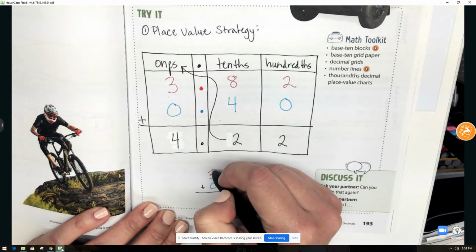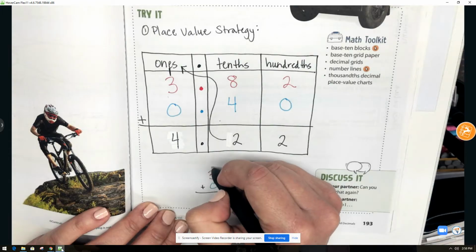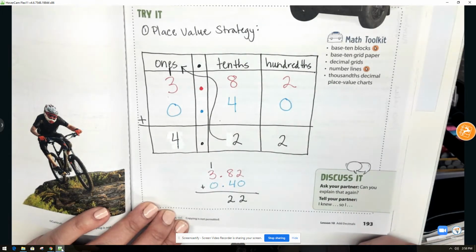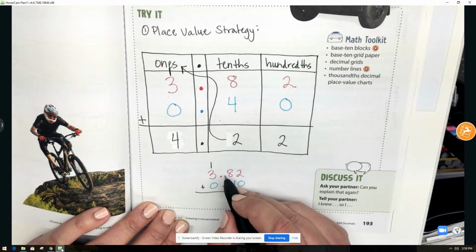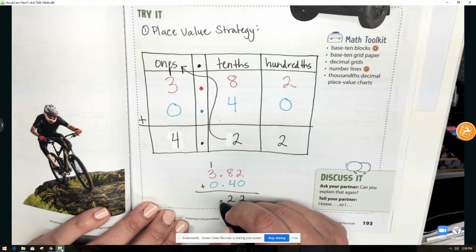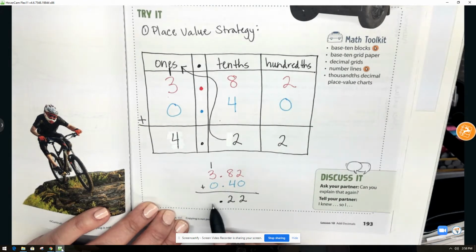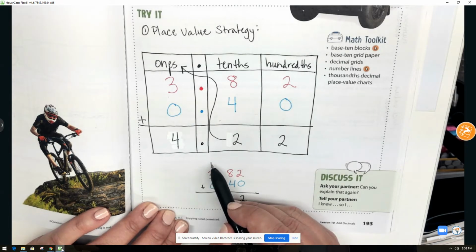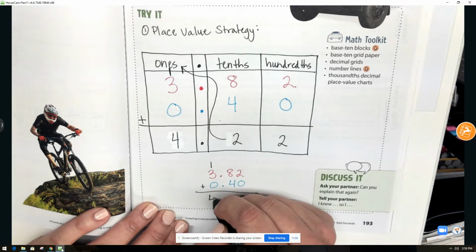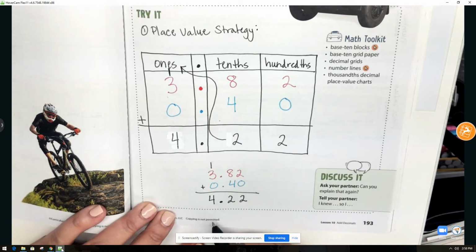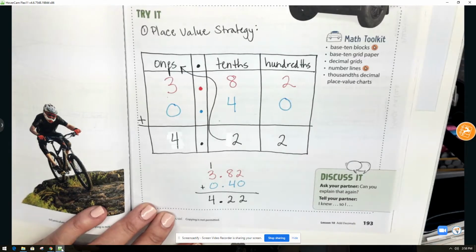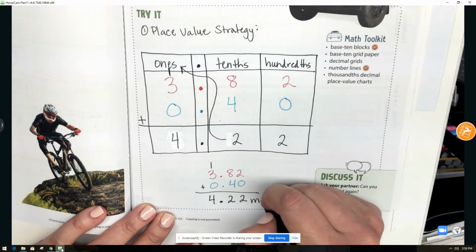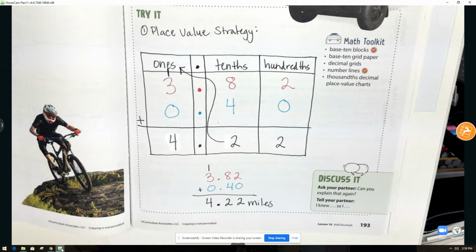And then my 1 is the regrouped group of 10 that I'm going to carry to the top of my ones place. I'm going to make sure to bring my decimal straight down, because my decimal always goes to the right of my ones place and to the left of my tenths place. Then I'm going to add 1 plus 3 is 4. So I will still get 4 and 22 hundredths miles is how far that Tim travels to school.